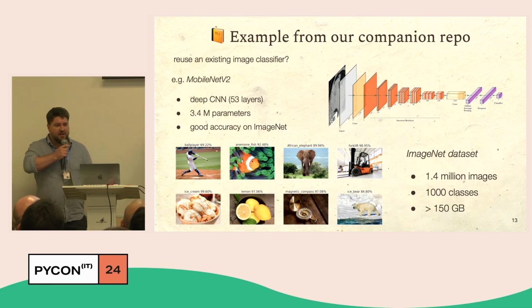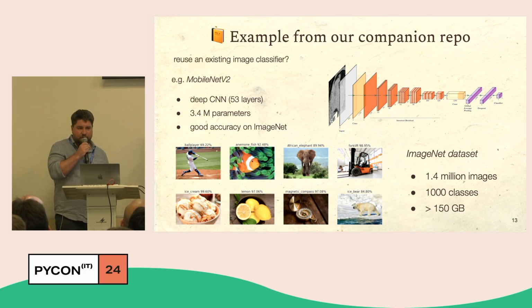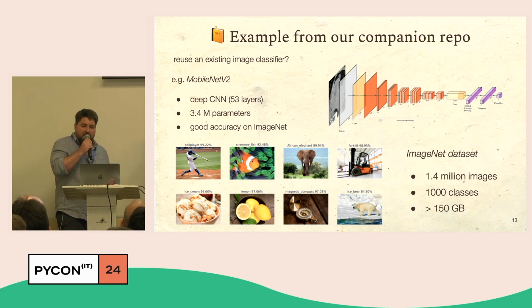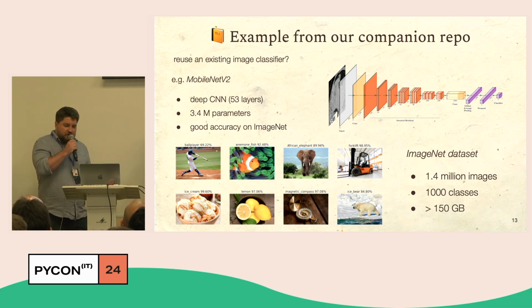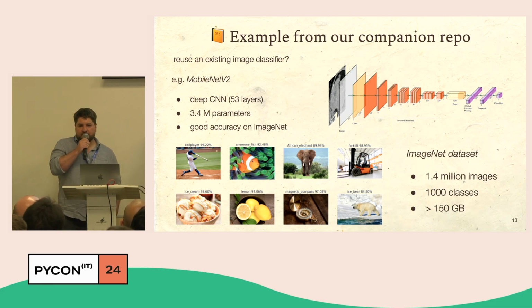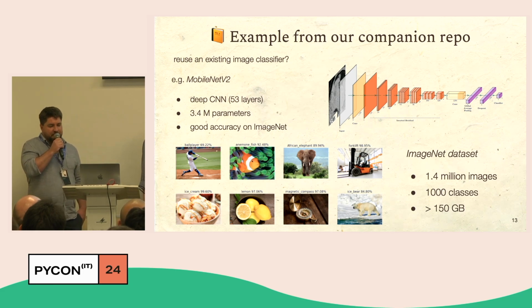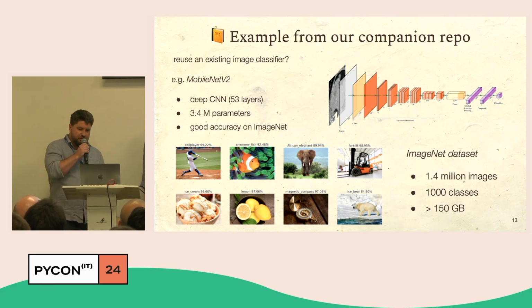Can't we take one of those well-working and proven image classifiers that are out there, for example, the MobileNet V2. It's an elaborate architecture, a deep convolutional neural network of 53 layers, about 3.5 million parameters, and it has been shown to have good accuracy on the famous ImageNet dataset. ImageNet is well known as a benchmark, 1.4 million images belonging to 1,000 different classes of objects, and this is truly massive. It's 150 gigabytes of images. So here's a proven image classifier, but it's for the wrong task.